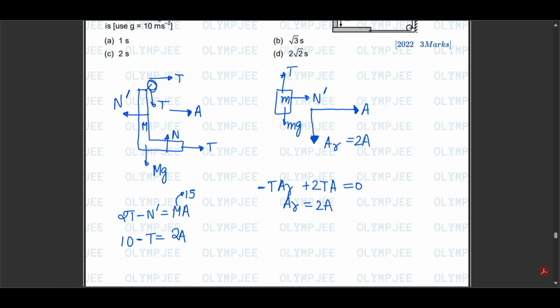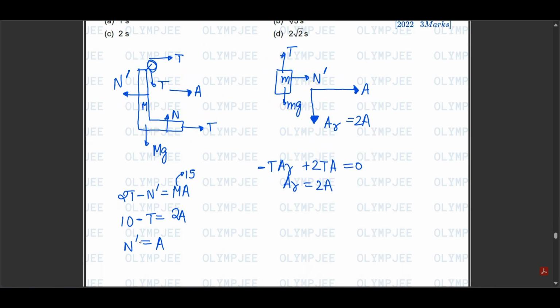So from here we'll get that, and we can also write that this N dash is the only horizontal force, so this will be responsible for this a. So N dash will be equal to m a, which is only a since small m is 1. So I can use this here. So this will give me 2T is equal to 16a. So T is equal to 8a, and now I'll use this in this, so I'll get 10 is equal to 10a, which will give me a is equal to 1 meter per second square.